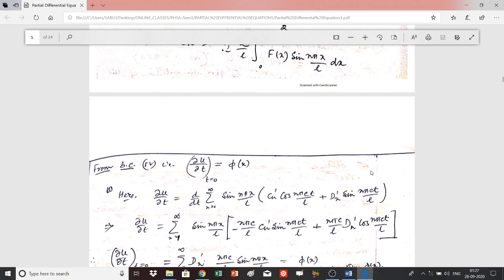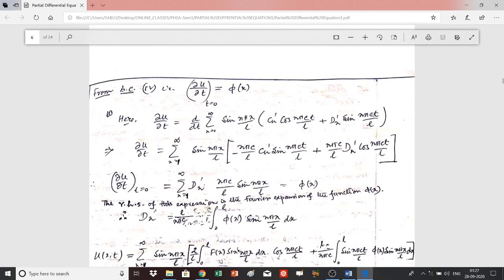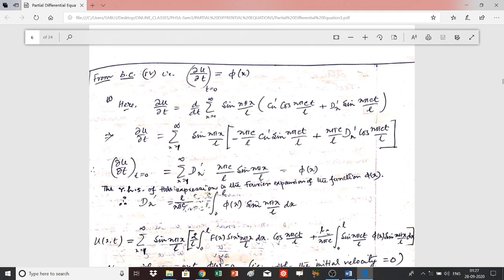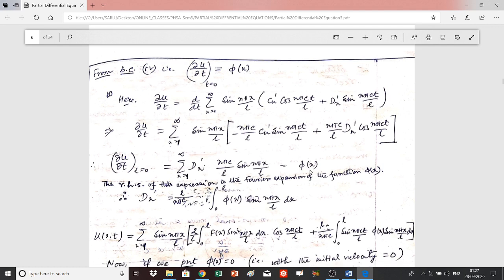Sin theta will give you a cos term, and the differentiation of n pi ct by L is n pi c by L. So at t equal to 0, del u by del t at t equal to 0, use t equal to 0 in this expression. So that is here, sum over n, this sin n pi x by L is here, and from this c is equal to 0, so this term will give you a null result, and from this you will have the term dn prime into n pi c by L. So that is here, dn prime n pi c by L, and this sin n pi x by L is equal to here, and that is phi x, that was given.